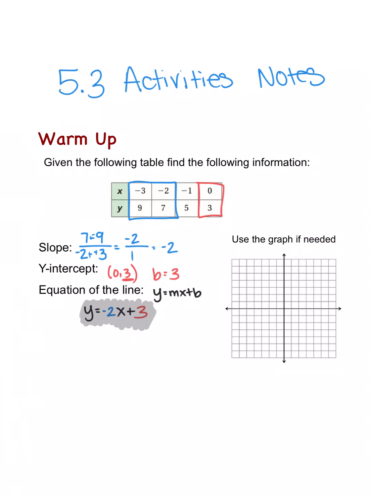To write the equation, we've been dealing with y equals mx plus b here. And so we fill this in. y is equal to our slope, negative 2x, plus our b value of 3.